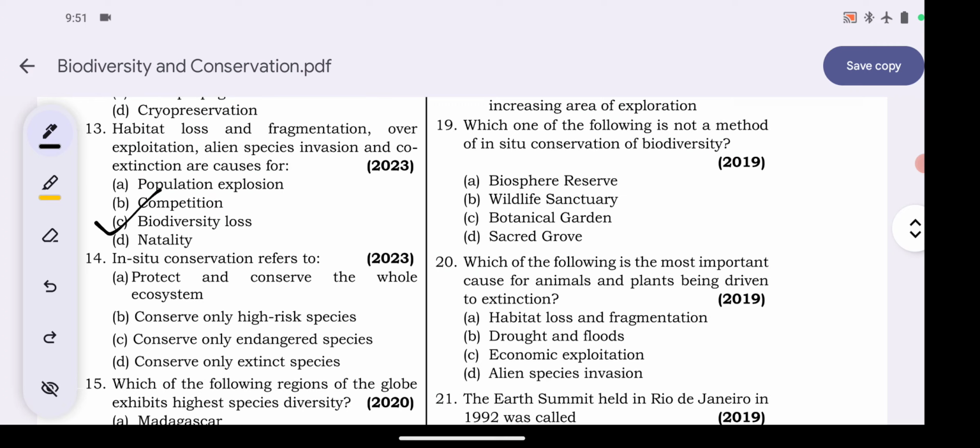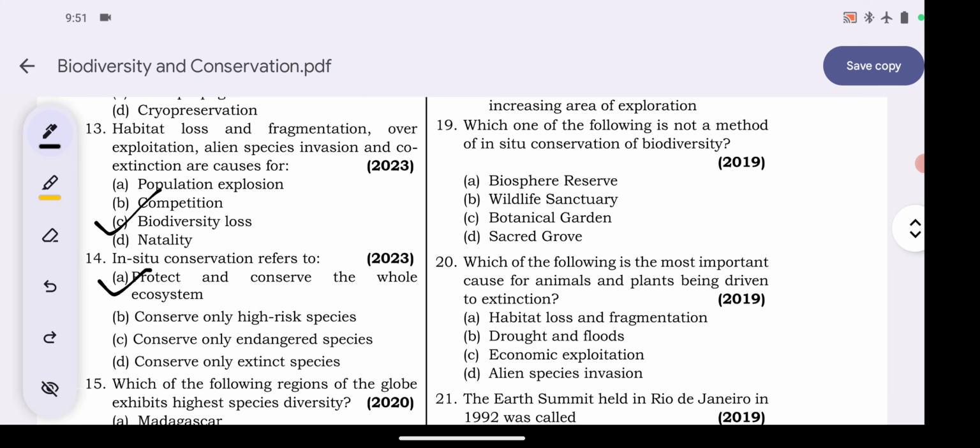In situ conservation refers to protect and conserve the whole ecosystem, conserve only high risk species, conserve only endangered species, conserve only extinct species. So here the answer will be option A, protect and conserve the whole ecosystem. That is called in situ conservation.